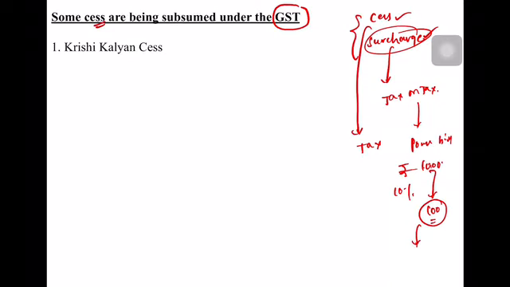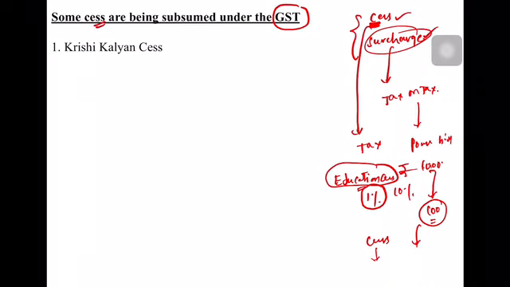But cess is different. For example, if on each and every transaction the government is applying an education cess of 1%, whatever amount the government collects under the education cess must only be used for education purposes. Which means cess is for a specific purpose. It is a tax on tax, but only for a specific purpose. With whatever intention you are collecting cess, you must use that whole money for that purpose only. But when it comes to the surcharge, you can use the money for any purpose.